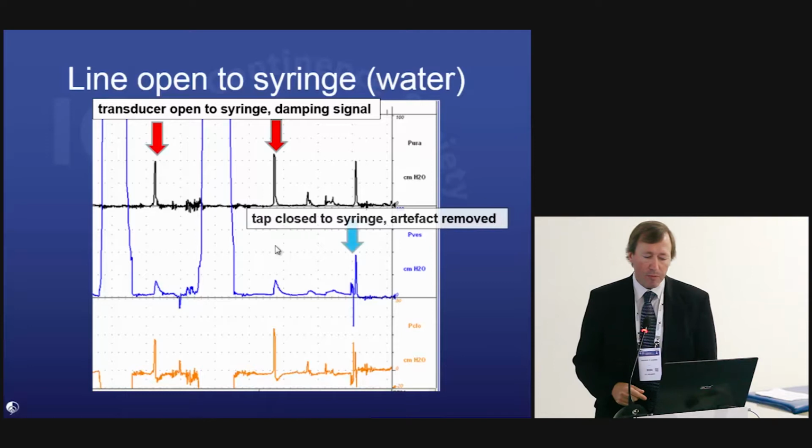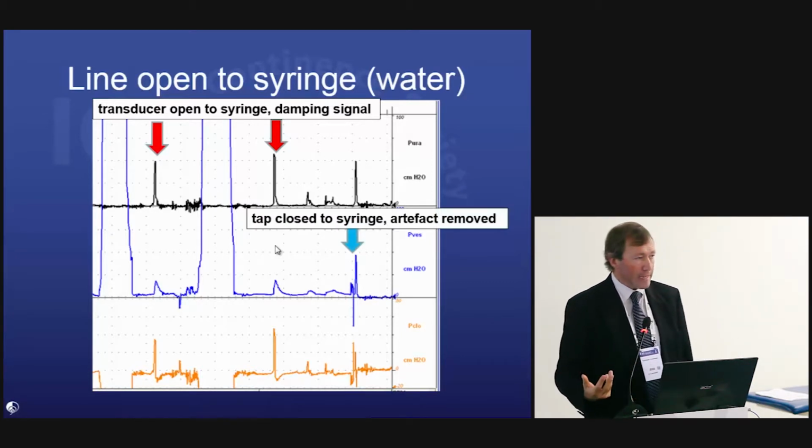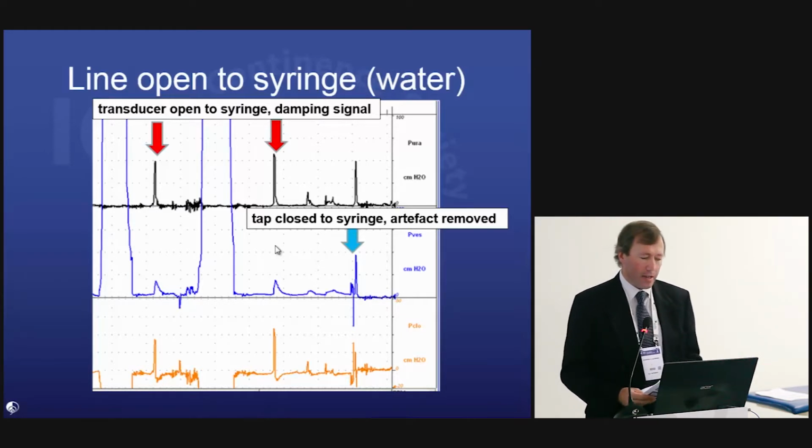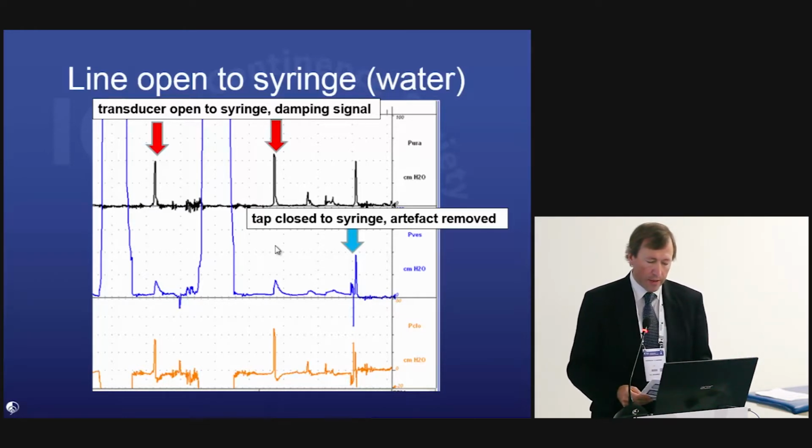Once the tap has been closed to the syringe, cough please, you're fine. The 2 spikes are equal, and you can carry on with the test. So the remedy is to close the tap and remember to check, using a cough test or similar, that transmission is still good.